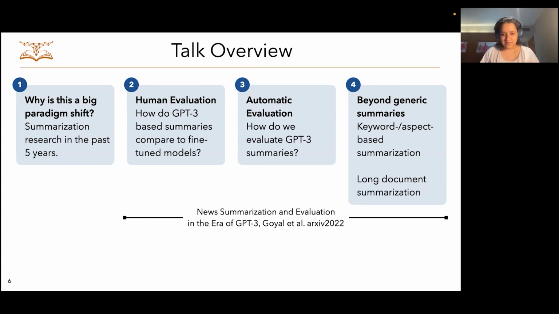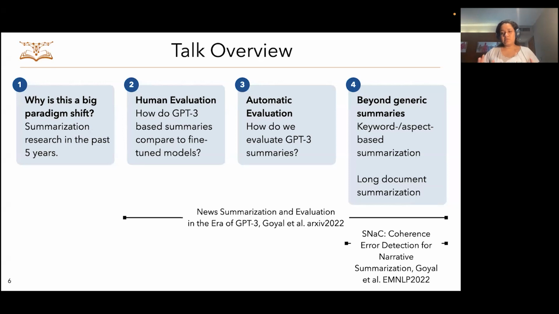So just to give a bit of context, the results from the second, third, and fourth parts of the talk are something that we put up on arXiv a month or two back, which is this paper, News Summarization and Evaluation in the Era of GPT-3. And I'm also going to talk a bit about long document summarization evaluation, which is a part of this other short paper that is now going to be presented at EMNLP later this week.